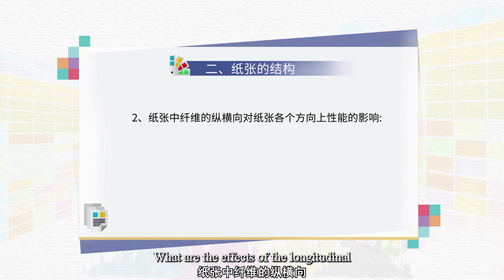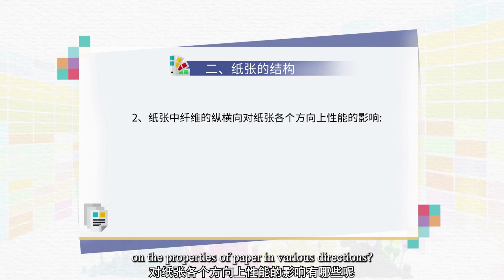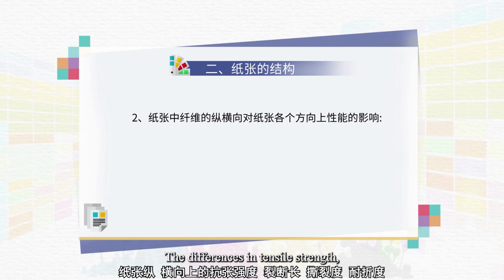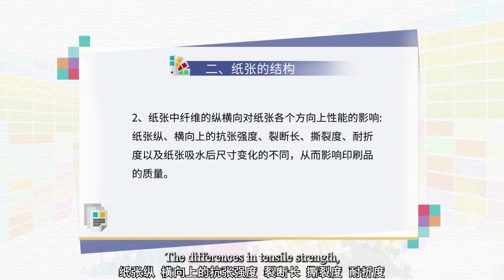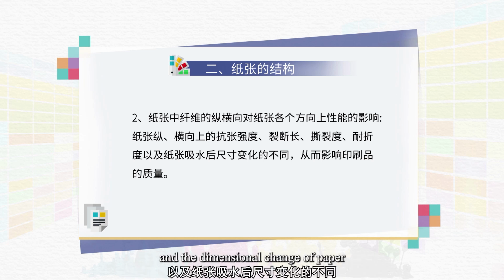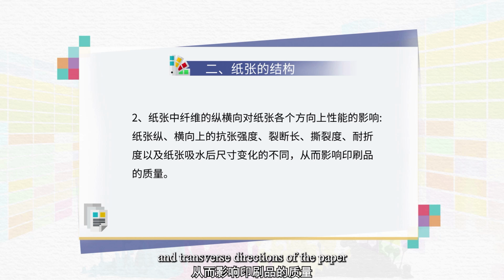What are the effects of the longitudinal and transverse directions of fibers in paper on the properties of paper in various directions? The differences in tensile strength, breaking length, tear strength, folding endurance, and the dimensional change of paper after water absorption in the longitudinal and transverse directions of the paper affect the quality of printed matter.